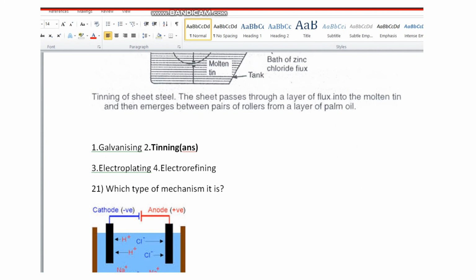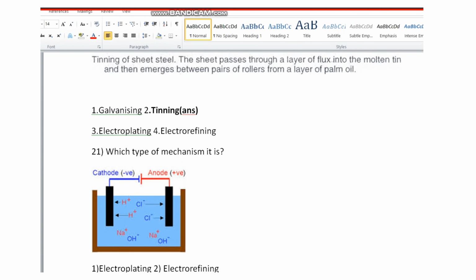Then which type of mechanism is it? In this case, the anode is connected to the positive pole of the battery, and the cathode is connected to the negative pole of the battery. These cations are attracted towards the cathode, anions are attracted towards the anode. Therefore, it is an electrolysis mechanism.